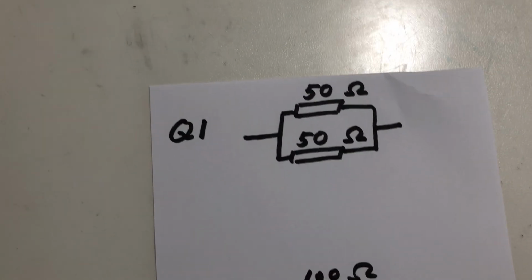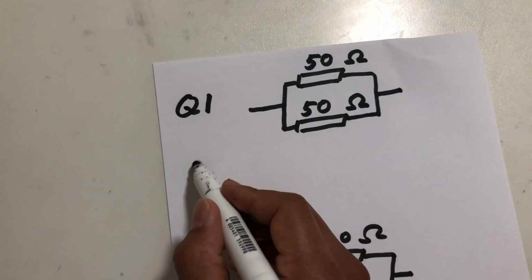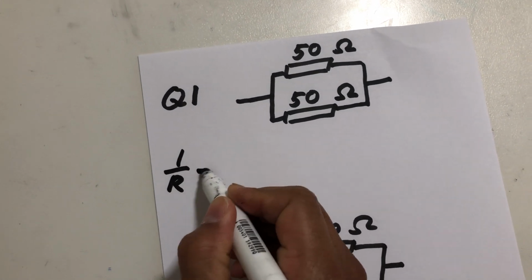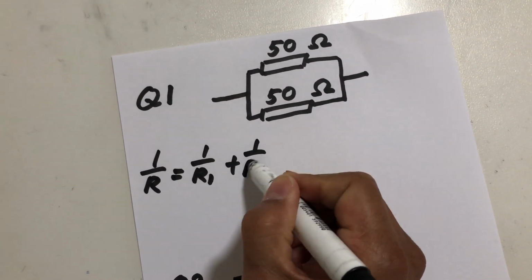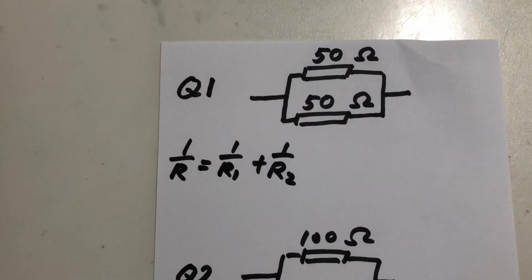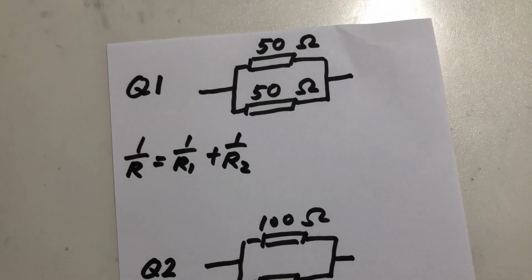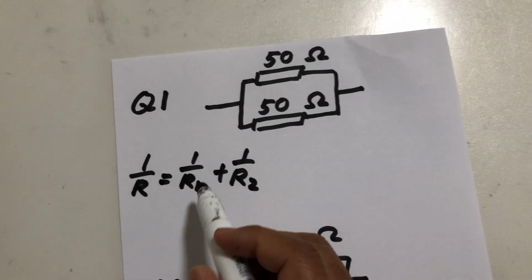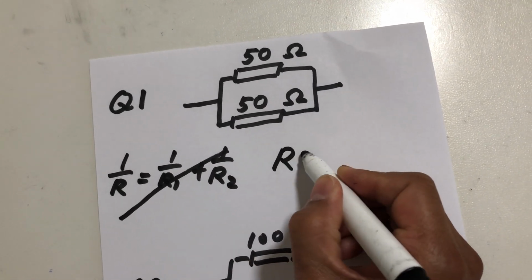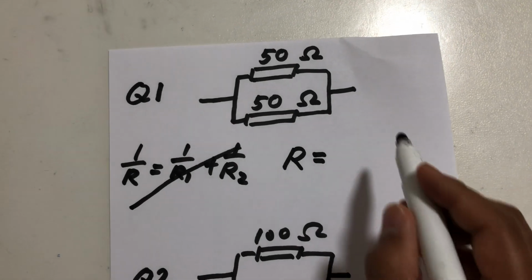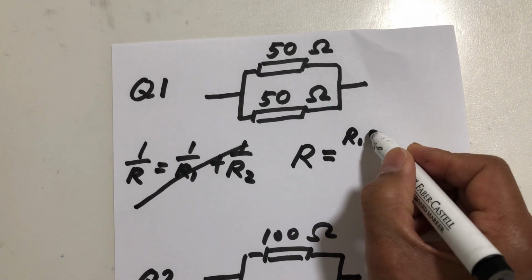Okay, let's come back here. Question 1 says, you can use the formula 1 over R equals 1 over R1 plus 1 over R2. If you know how to do it, then do it, okay? But if you have no idea, I told you before, don't worry about this one. Just write it down. Total R equals what? The first one, you don't need to write, but I just let you know.